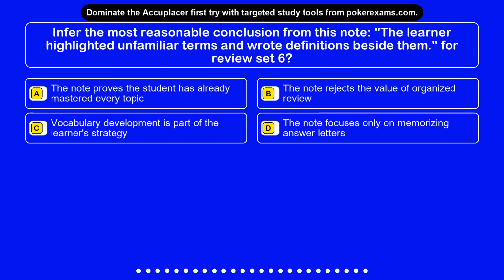Question 14. Infer the most reasonable conclusion from this note. The learner highlighted unfamiliar terms and wrote definitions beside them. For review set 6. Option A. The note proves the student has already mastered every topic. Option B. The note rejects the value of organized review. Option C. Vocabulary development is part of the learner's strategy. Option D. The note focuses only on memorizing answer letters.